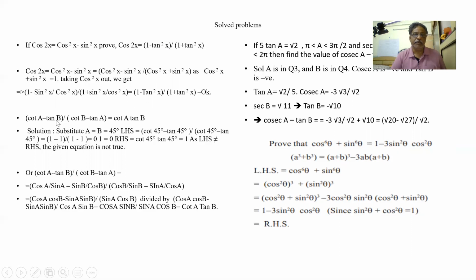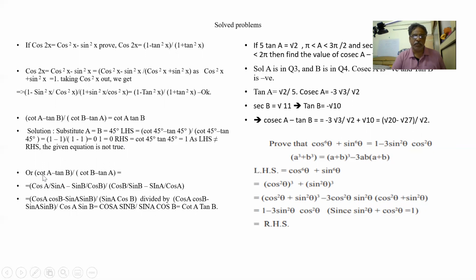Let us see (cot A minus tan B) into (cot B minus tan A) is cot A tan B. So one way is you substitute one value, 45. When you substitute cot 45 minus tan 45 into cot 45 minus tan 45, it becomes 1 minus 1 by 1 minus 1, which is 0 by 0. In fact, it is not. Cot 45 tan 45 is 1 into 1, 1. But this is not the way. Let us do the correct way.